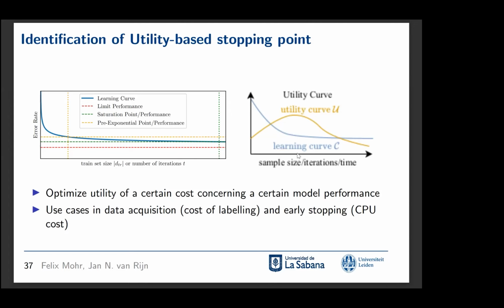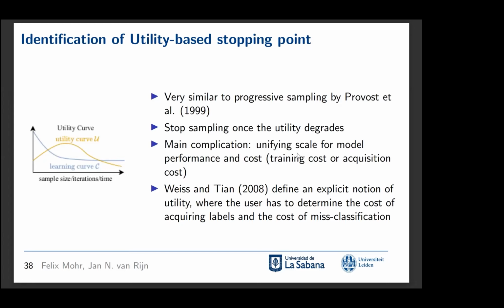But this is of course not easy to define because this is quite a subjective measure, right? What does a certain misclassification cost me? What does getting a new batch of data cost me? These are all things that need to be determined by the person using the method. But basically, one of the claims that Weiss and Tian in 2008 make is, well, you can combine all these costs into a certain metric. Of course, this has to be set then by the user.